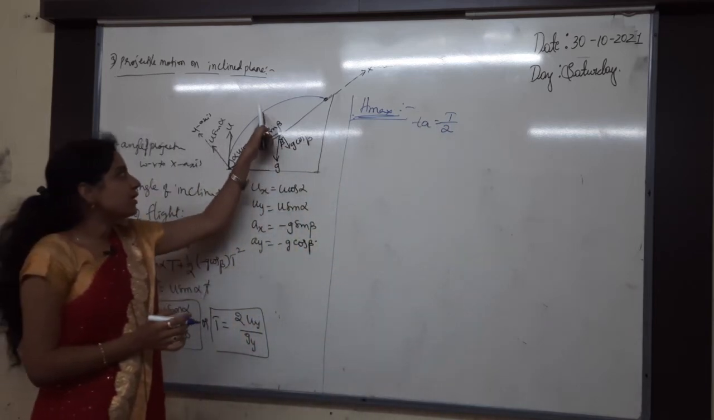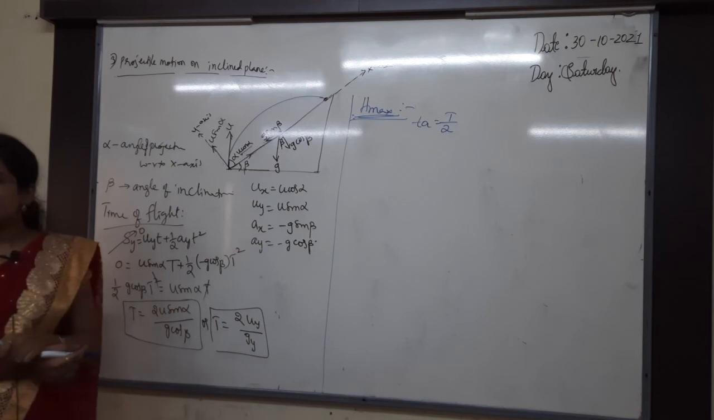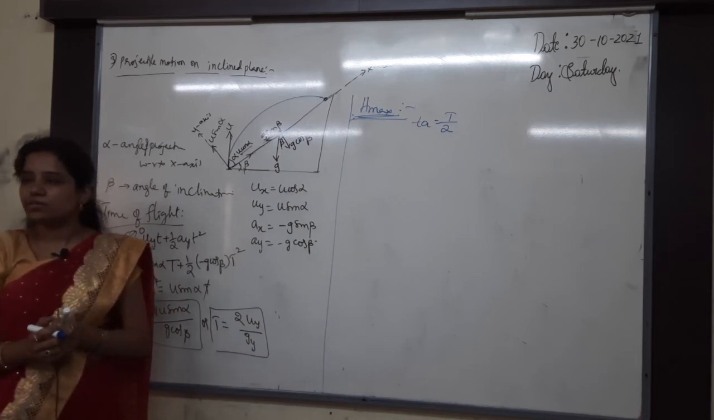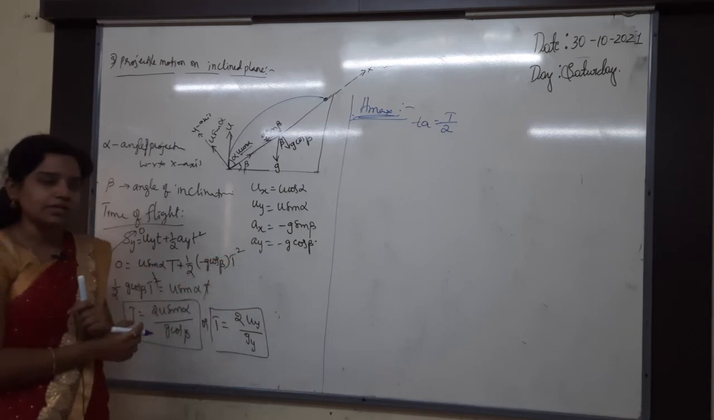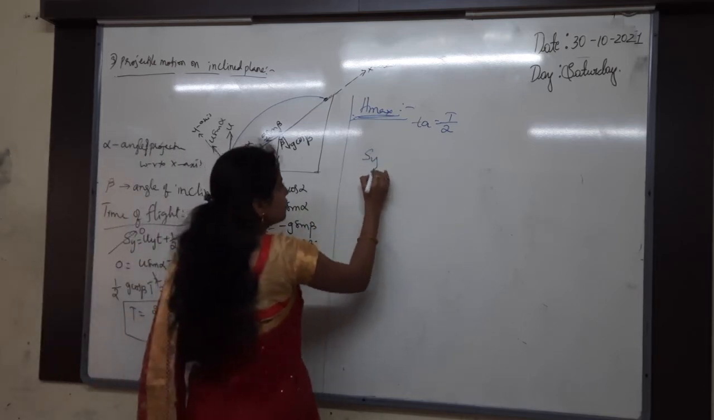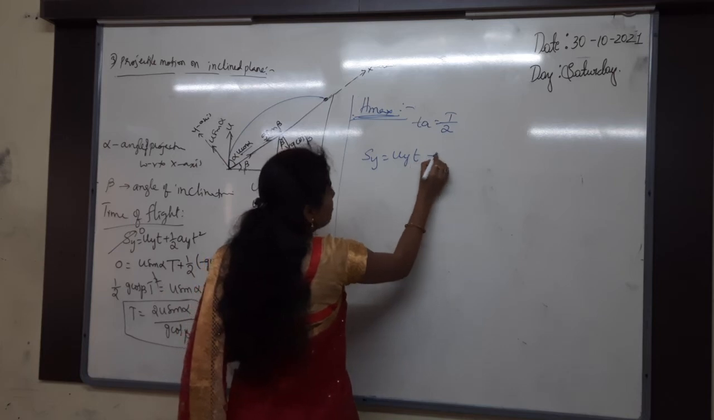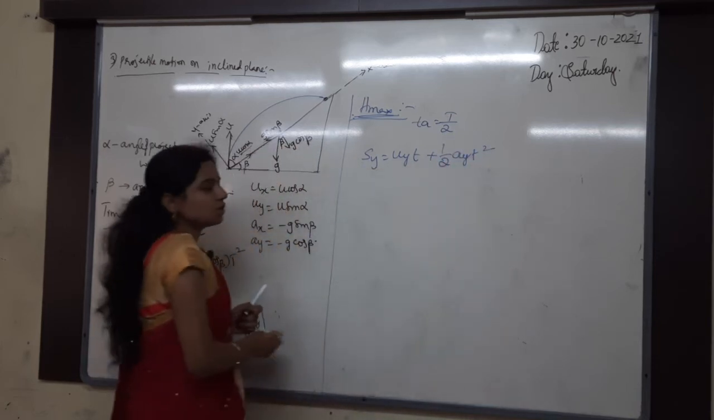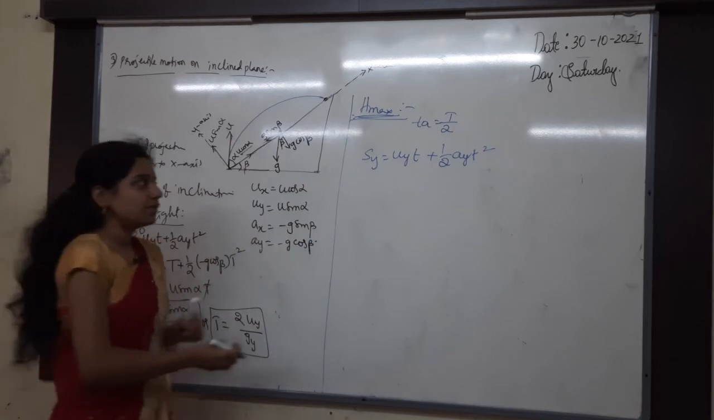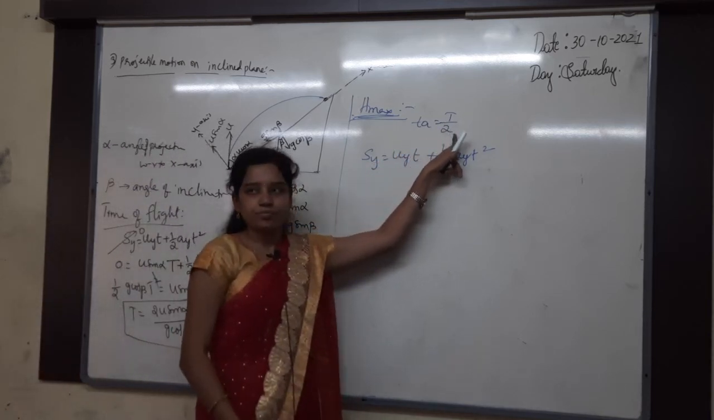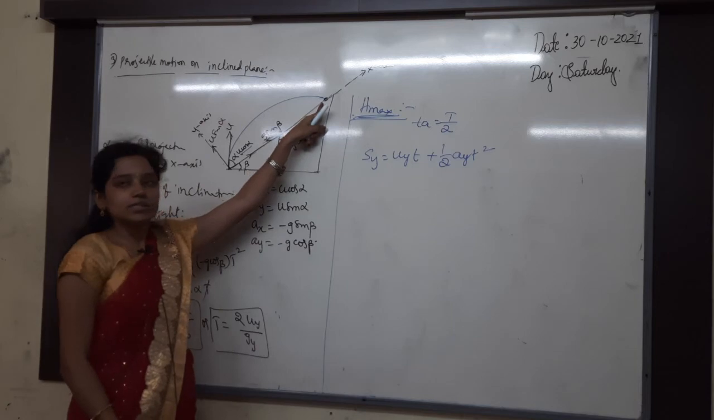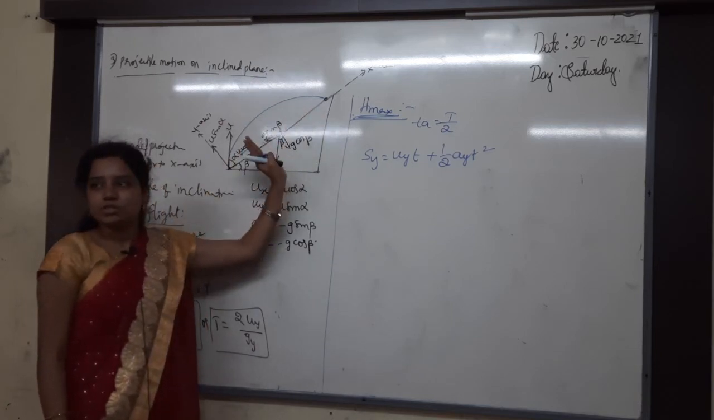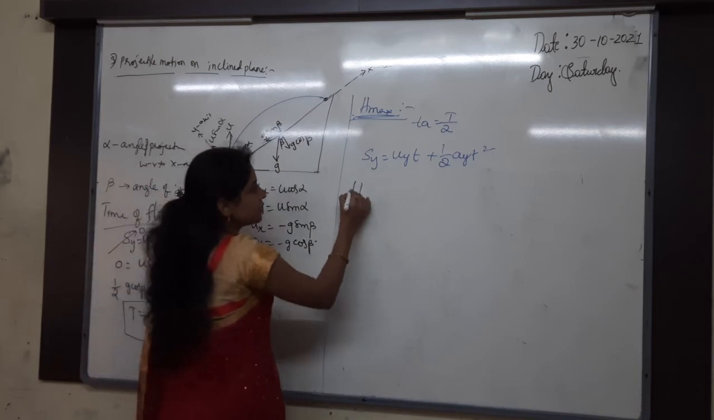Now I want to find the height. Which formula can I use? S equals ut plus half at square again, because we have acceleration here. So sy equals uy t plus half ay t square. Now sy is H maximum at time T by 2. For the total time, H is 0. For the half time, H is maximum. So this is the H maximum.